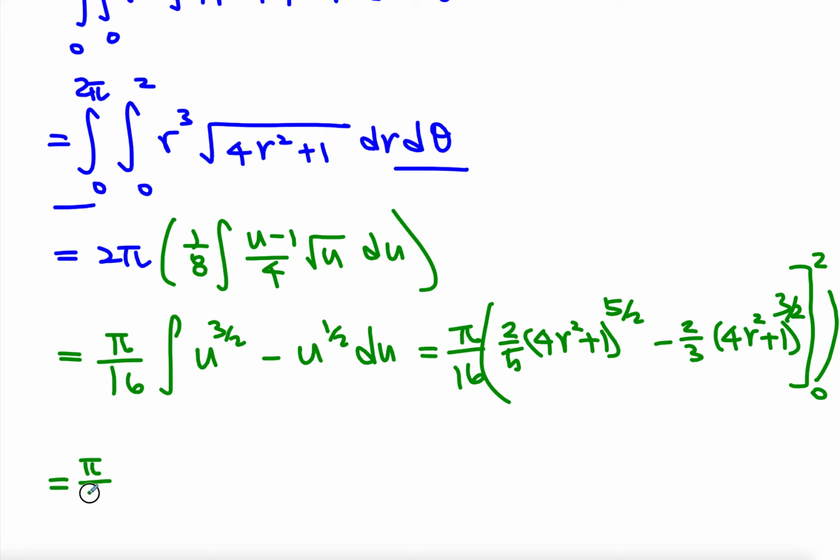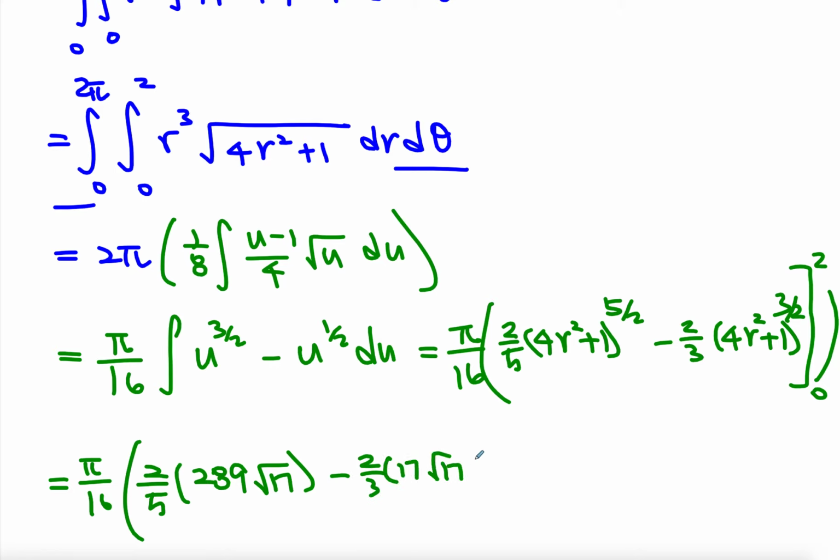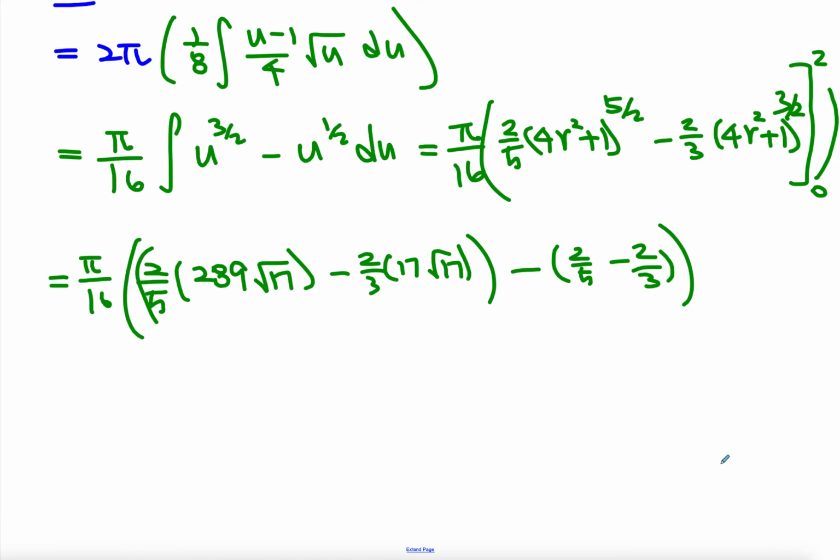Pi over 16 stays there. Then we have 2/5 times, it becomes 17 squared. So we get 289 square root of 17, minus, here we get 2/3, and then 17 square root of 17. That's the first portion. Minus, when you plug in 0, we get 2/5 minus 2/3. Alrighty. A lot to calculate here.